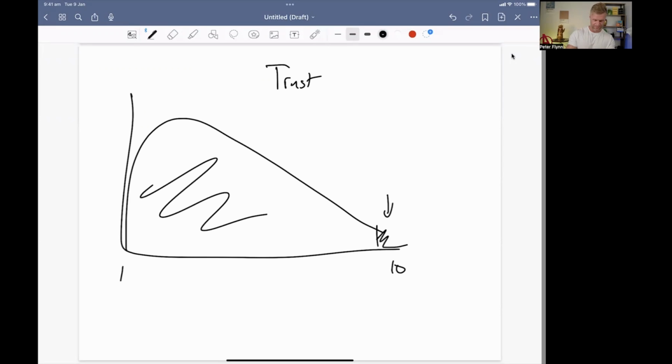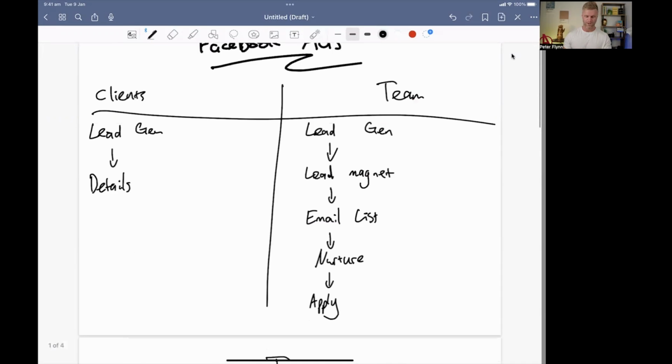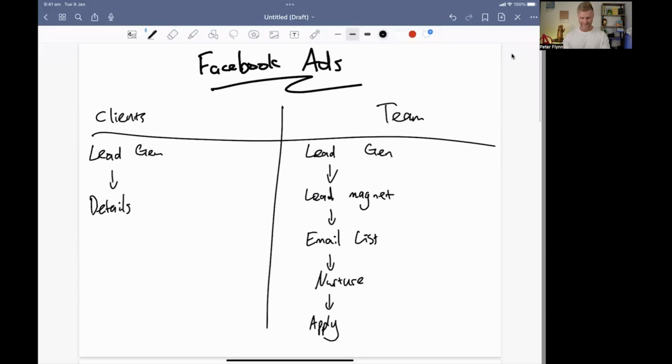And so what we want to do is, through nurturing, take people from 1 to 2, from 2 to a 3 on the trust scale by adding value over a period of time. And it can be 3, 6, 9, 12 months. But over time, you're going to move people down this continuum to a 10. And then in 12 months' time, you no longer have a hiring problem because you've got a whole bunch of people who know, like, and trust you and who want to come and work with you. So if you want to solve your hiring problem, this is one key way to do it. Lead gen to lead magnet, get them on an email list, nurture them over time, and get them to apply.